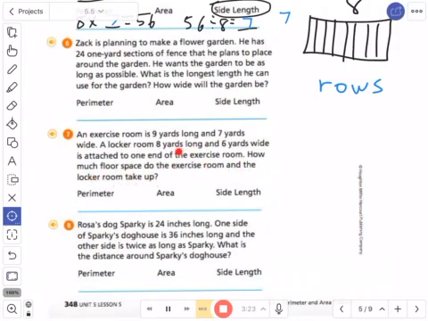Ooh, that is almost a multi-step, because it says there's an exercise room that is 9 yards long and 7 yards wide. Then it says a locker room is 8 yards long and 6 yards wide. And it's attached to it. How much floor space do they take up, basically together? It's talking about floor space. It's like how much space does it take. I'm trying to think, what's that, perimeter or area? It's not talking about the outside. It's a hint. I am going to do this problem, though, number 8.